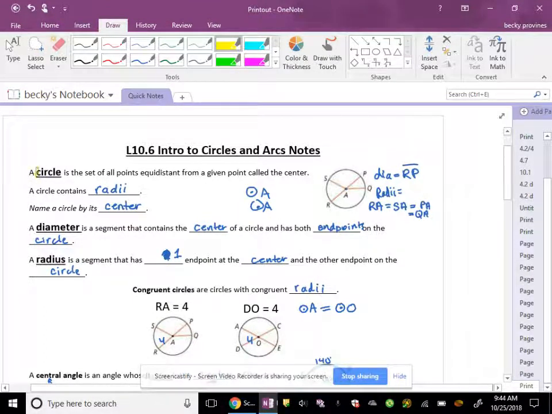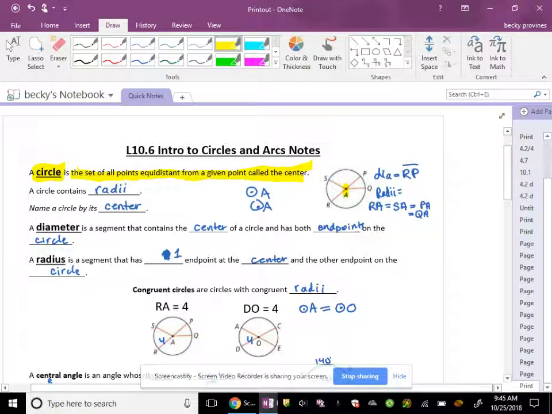We know a circle is not a polygon because there's no sides, so we can never say, look at the sides of the circle. We would have to say, look at the points on the circle, and that's how you would refer to the edges. A circle is the set of the points all equal distance from a given point called the center. Okay, so my center here is A.